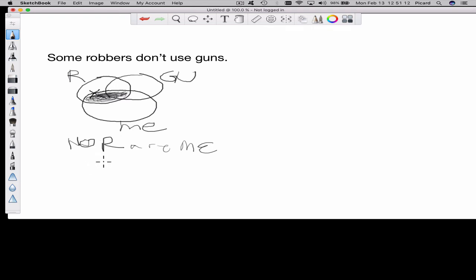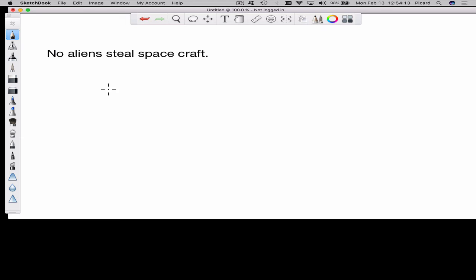I'll do a couple more examples just to make sure everybody's getting it. Now I have an E statement that tells me no aliens steal spacecraft. So no A's are spacecraft stealers. So I would have 2 circles, 1, 2. Here are my aliens, and here are my spacecraft stealers. So there aren't any aliens stealing spacecraft, so that means any aliens that could steal a spacecraft have to go away, and I scribble that all in real nice and pretty like. Boom. Now if I add a third circle to that, I can make this some category.